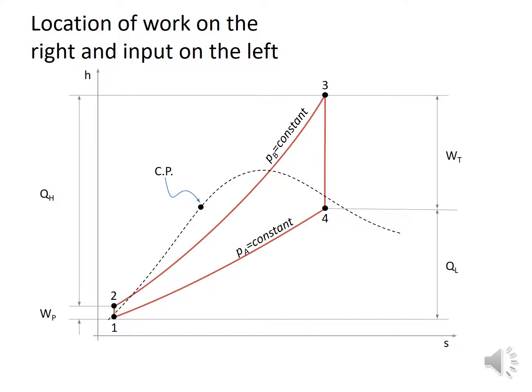In an entropy diagram we can also see that the critical point has moved from the top of the bell down a little bit to the side here.